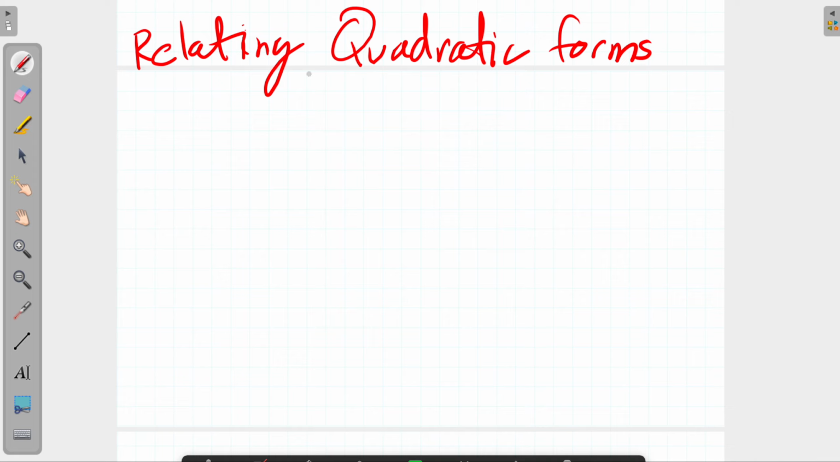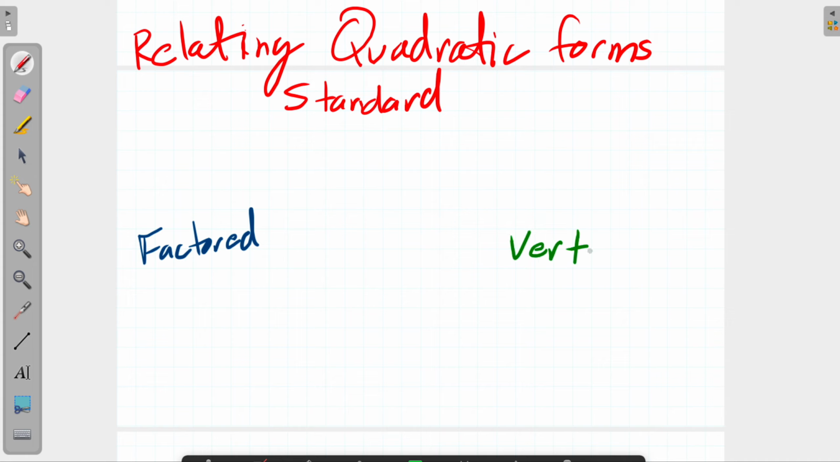So we're going to relate quadratic forms. The three forms we're going to talk about are the standard form, the factored form, and the vertex form. Okay, I'll write the original ideas there.